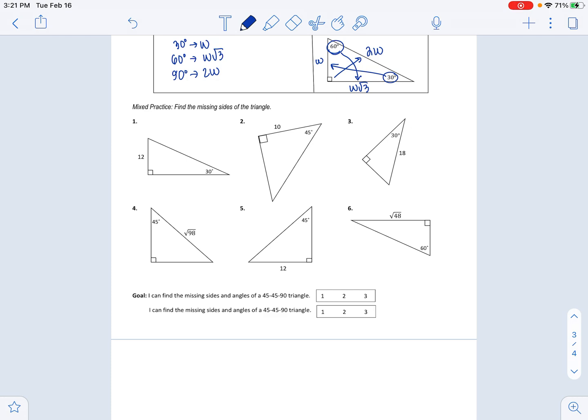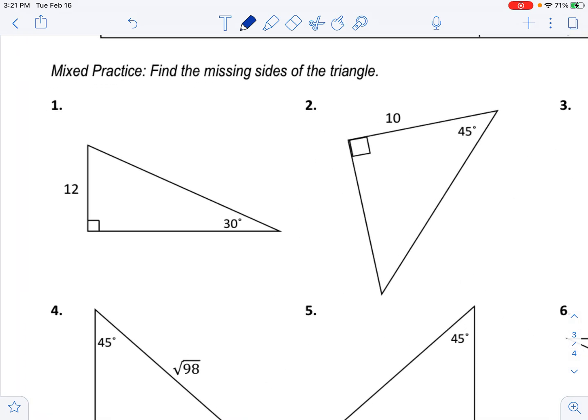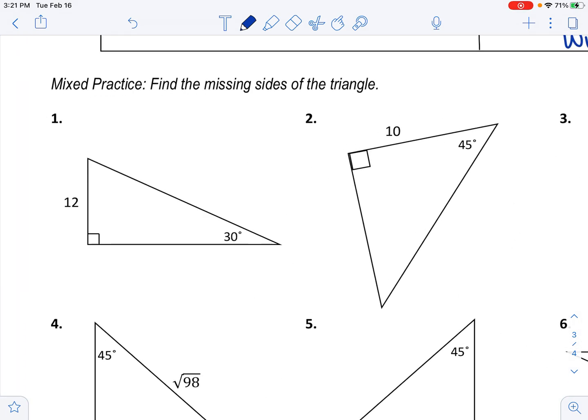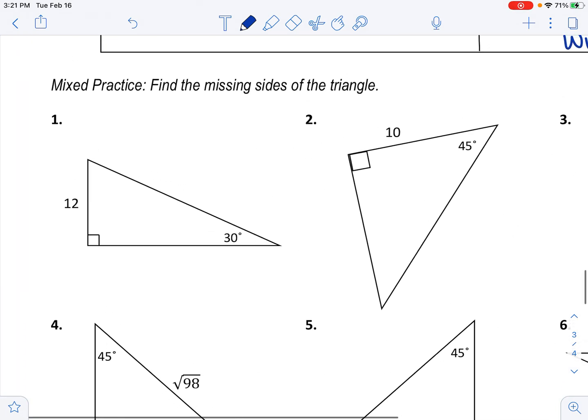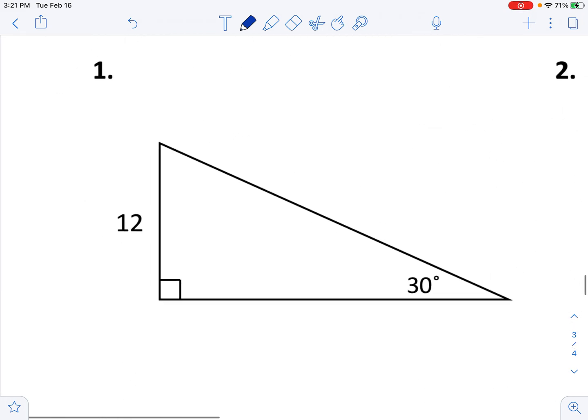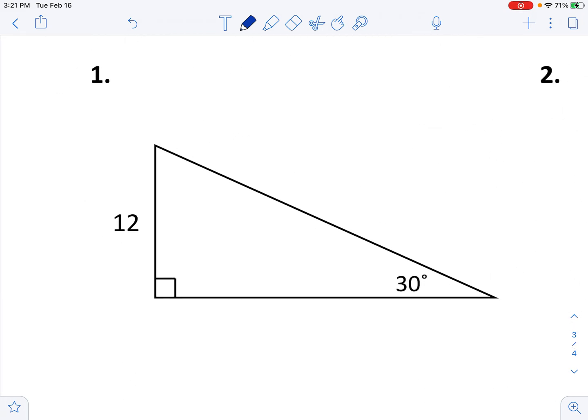Okay, so here I have some mixed practice. It's not just 30, 60, it's 45, 45, 90 also. And let's see what we can do here. Find the missing sides, and we should probably fill in the missing angles of each triangle. So we'll start with number 1. So I know this angle's 30. That means this angle's 60, right? So far that's done. Great.